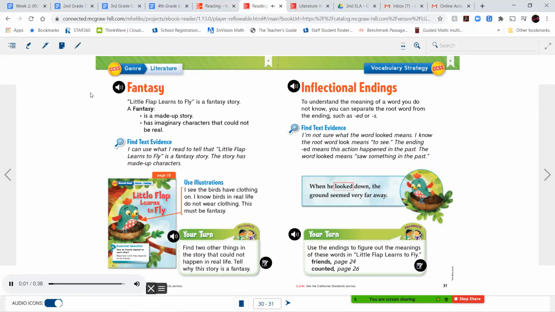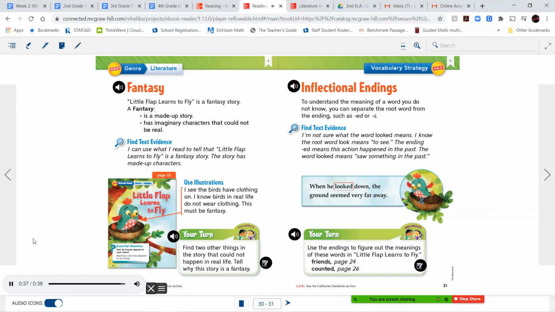Genre. Literature. Fantasy. Little Flap Learns to Fly is a fantasy story. A fantasy is a made-up story, has imaginary characters that could not be real. Find text evidence. I can use what I read to tell that Little Flap Learns to Fly is a fantasy story. The story has made-up characters. Use illustrations. I see the birds have clothing on. I know birds in real life do not wear clothing.